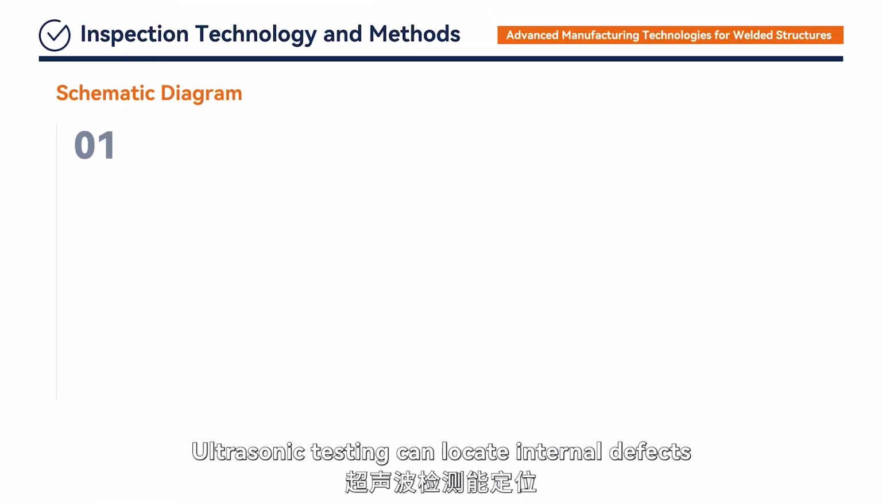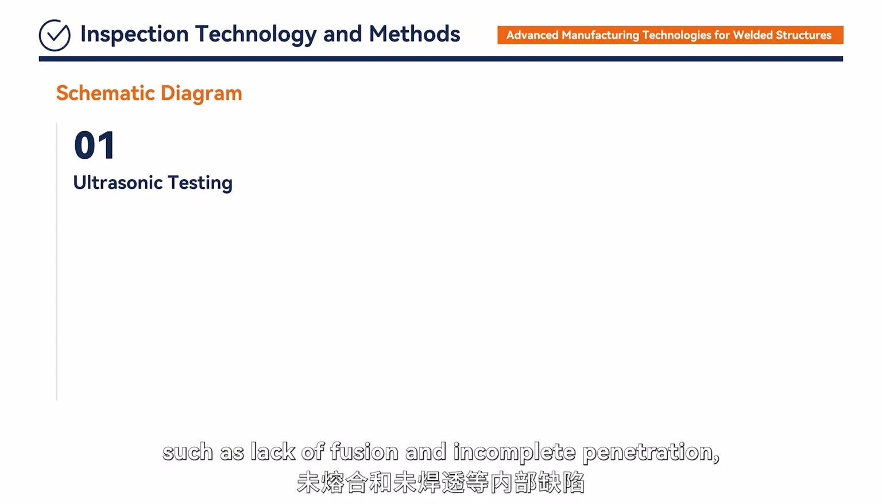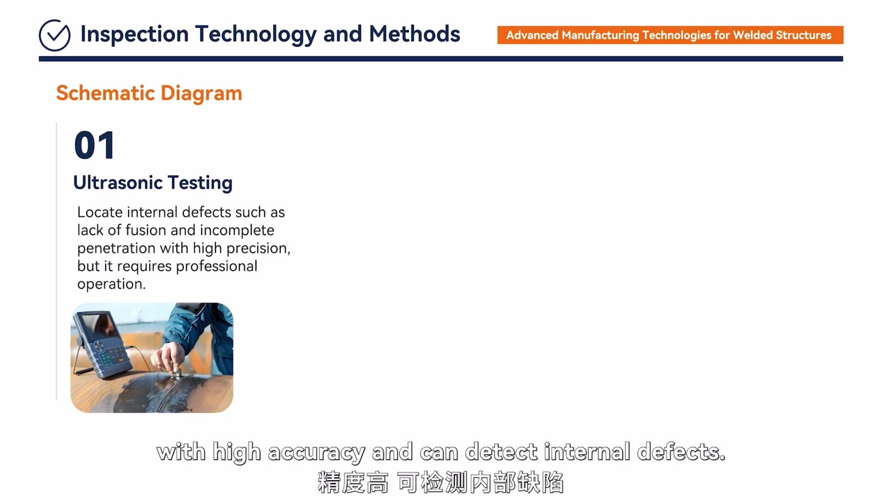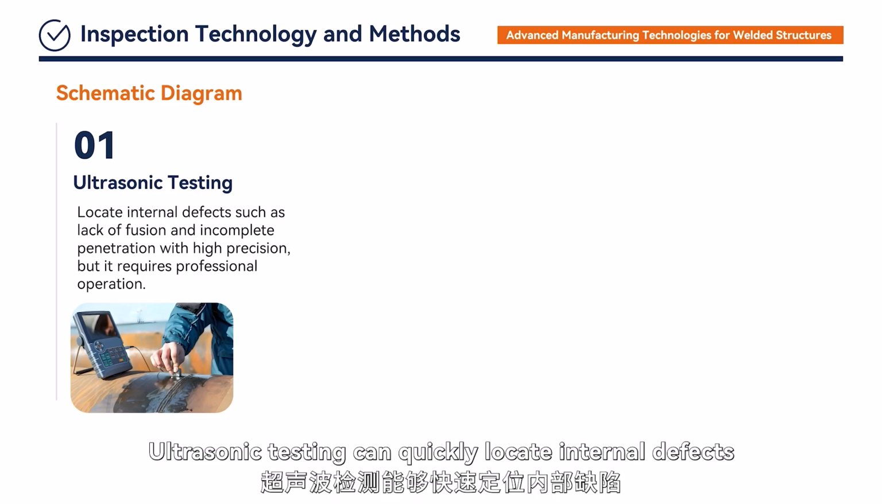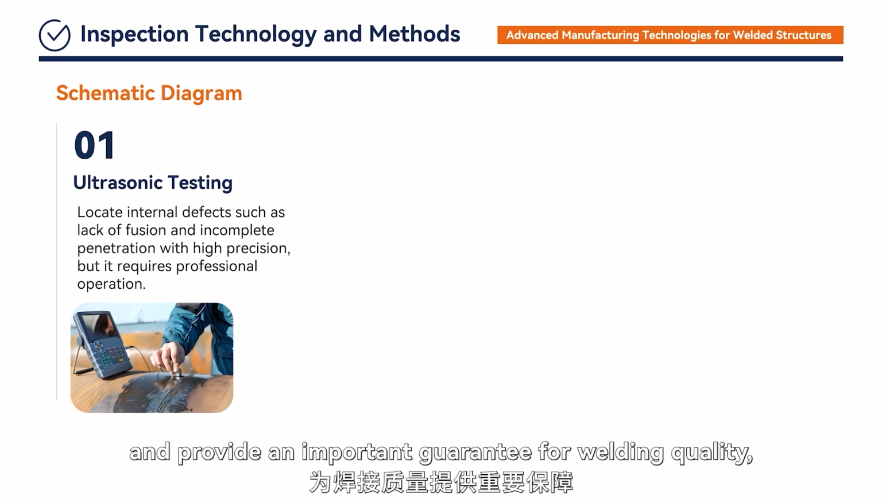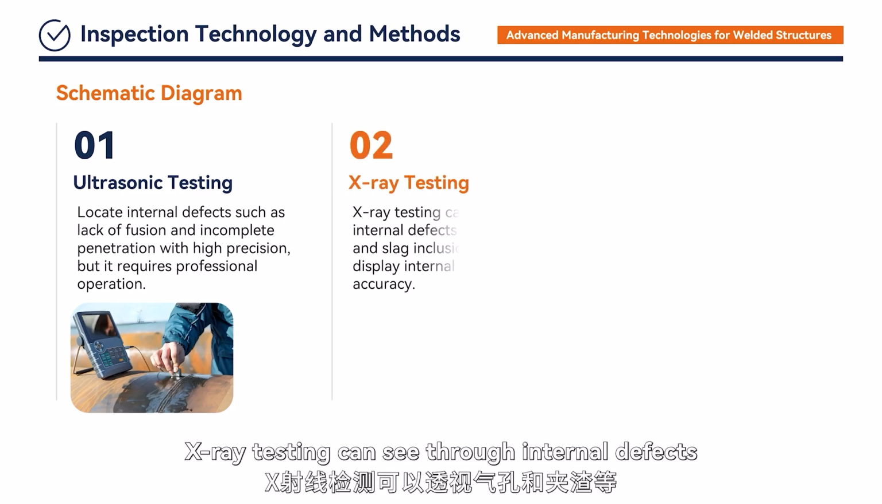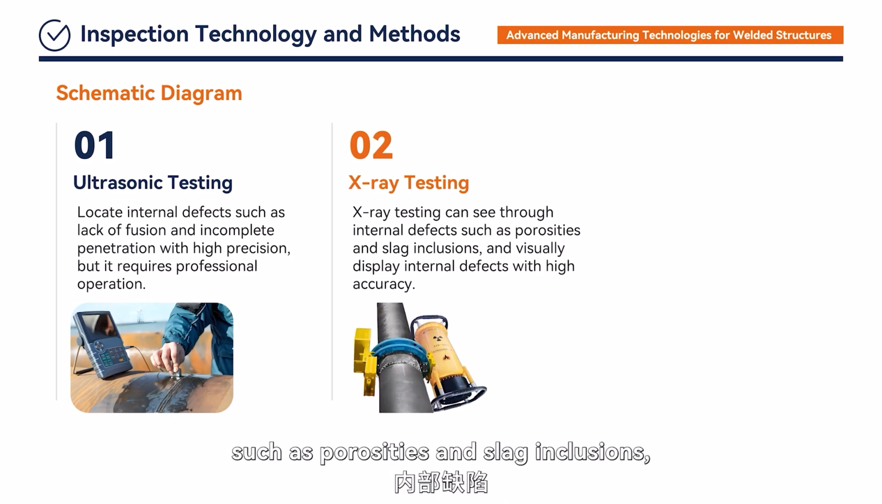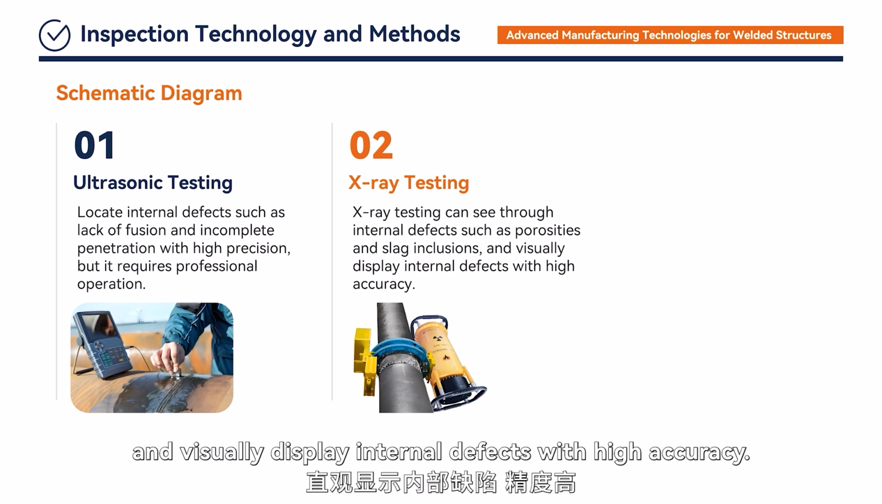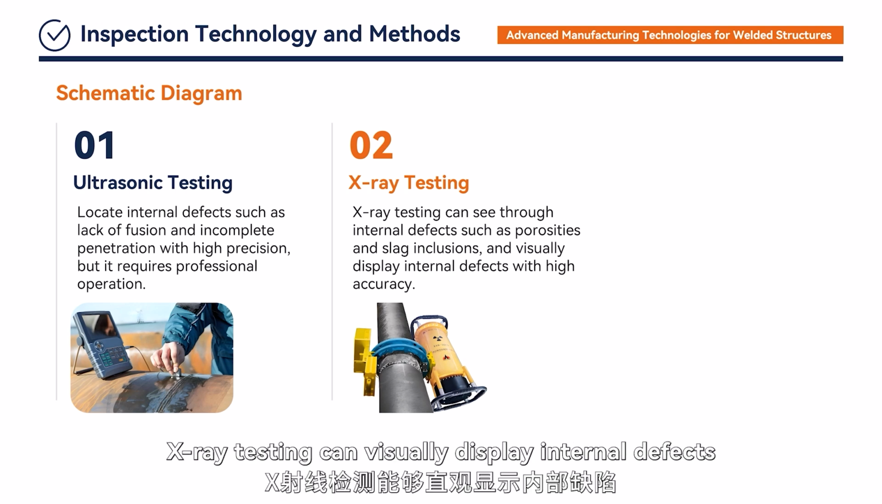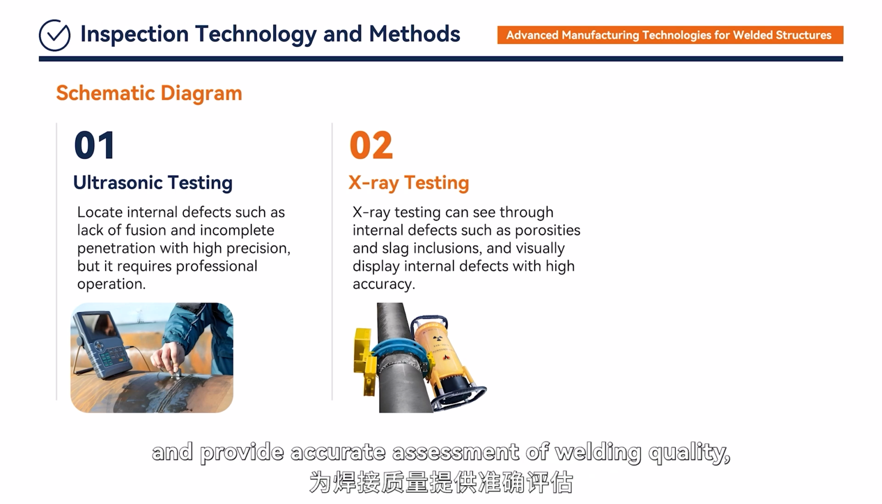Ultrasonic testing can locate internal defects such as lack of fusion and incomplete penetration, with high accuracy. Ultrasonic testing can quickly locate internal defects and provide an important guarantee for welding quality, which requires professional operation and analysis. X-ray testing can see through internal defects such as porosities and slag inclusions, and visually display internal defects with high accuracy.